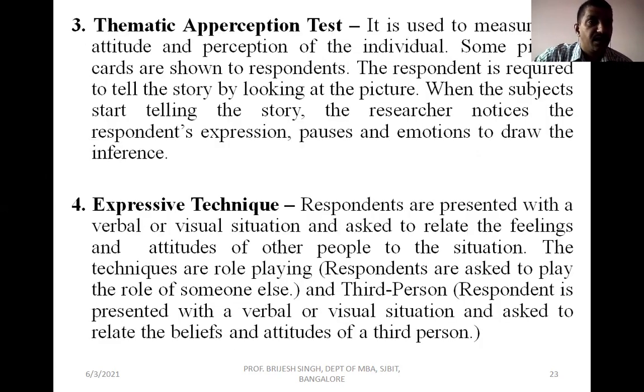Next, we have the thematic appreciation test. Generally it is used to measure the attitude and perception of the individual. Some picture cards are shown to the respondent, who is required to tell a story by looking at the picture. When the subject starts telling the story, the researcher notes the respondent's expressions, pauses, and emotions to draw inferences. So you judge the respondent based upon the emotions he or she shows after viewing the pictures on the cards.